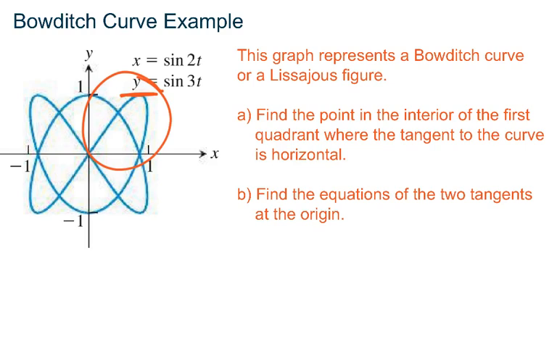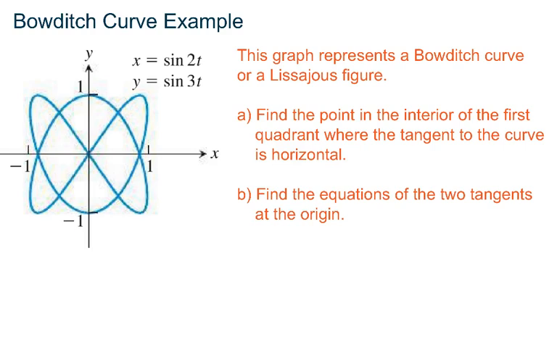And then we're also going to want to find the equation of the two tangents at the origin. Okay, so we want the equation of these two lines. So if we remember from Calc 1, we're going to find the point where the tangent's horizontal. That's where the derivative is equal to 0. So we're going to need to determine the parametric derivative.